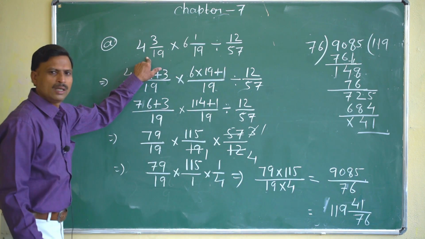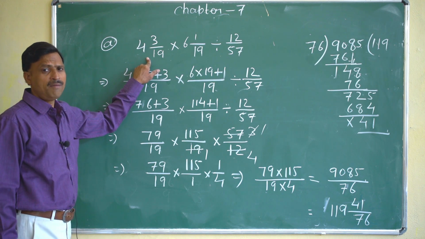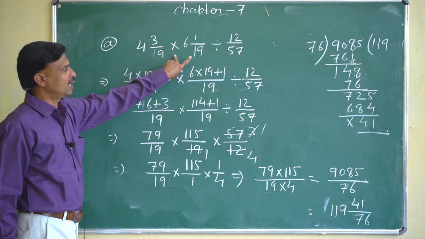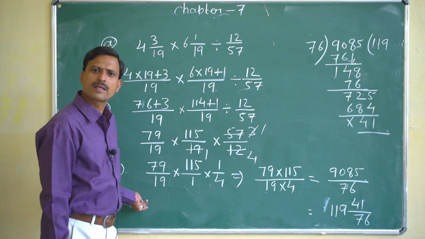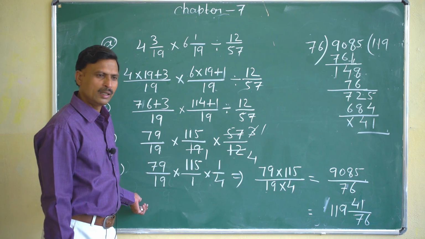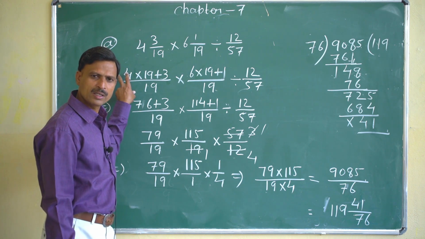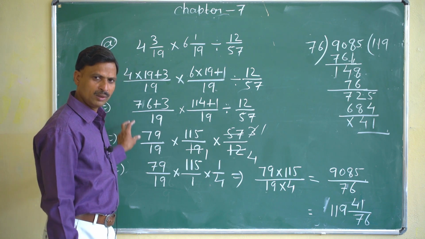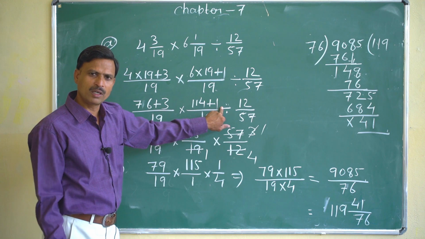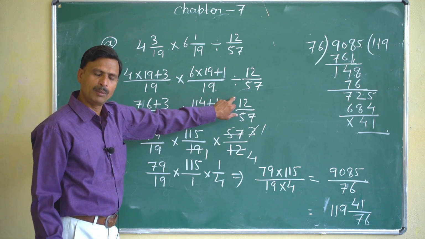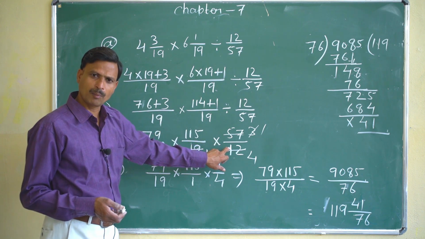So got it? This time there were 3 fractions. Two are in multiplication, the third one is division. So the process is also the same. First, if the fraction is given as mixed, we'll convert it into improper, then division of one fraction, we'll convert into multiplication, so it becomes the reciprocal of the fraction, that is 57 by 12.